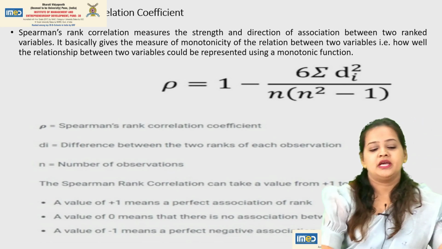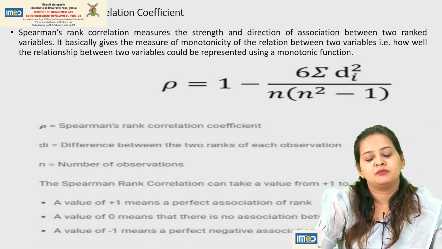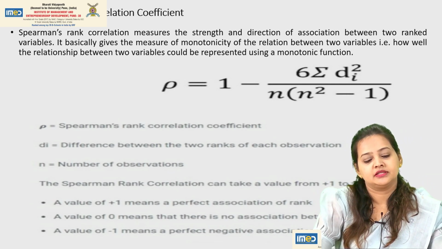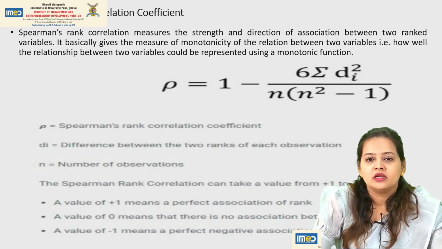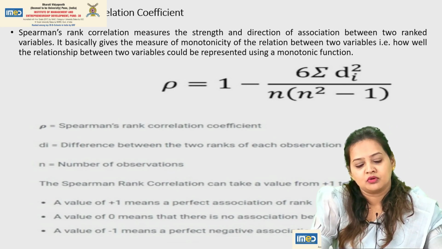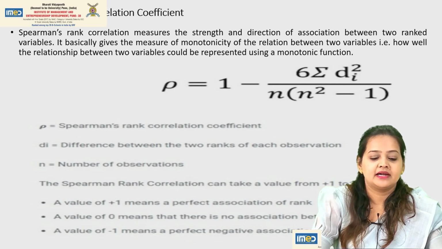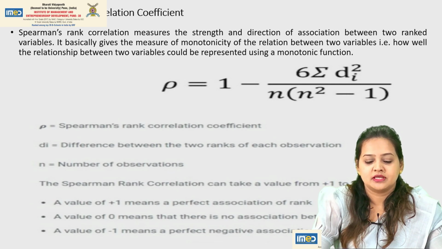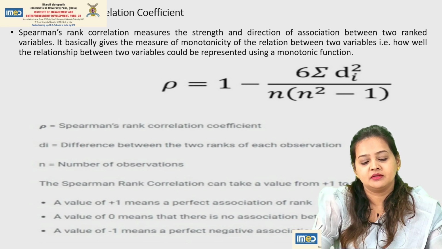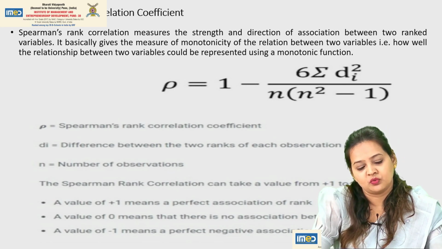Now, we have completed the first type of correlation coefficient, that was your Karl Pearson's correlation coefficient. Now, let us move on to the second type of correlation coefficient, that is the Spearman's rank correlation coefficient. So, what is the formula? Rho is equal to 1 minus 6 into summation di square divided by n into n square minus 1.